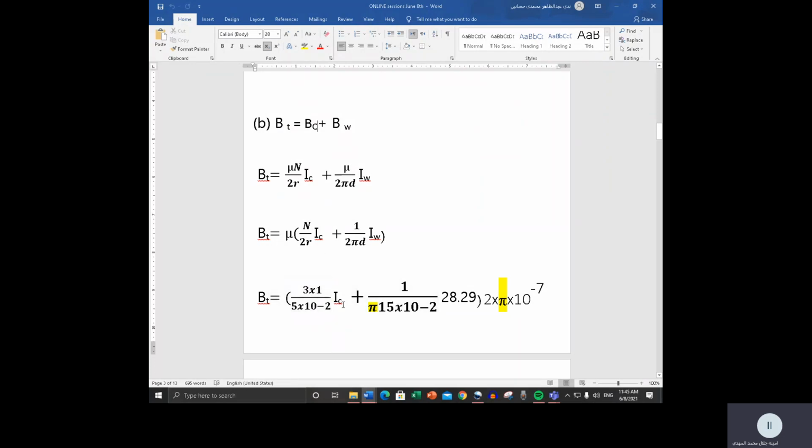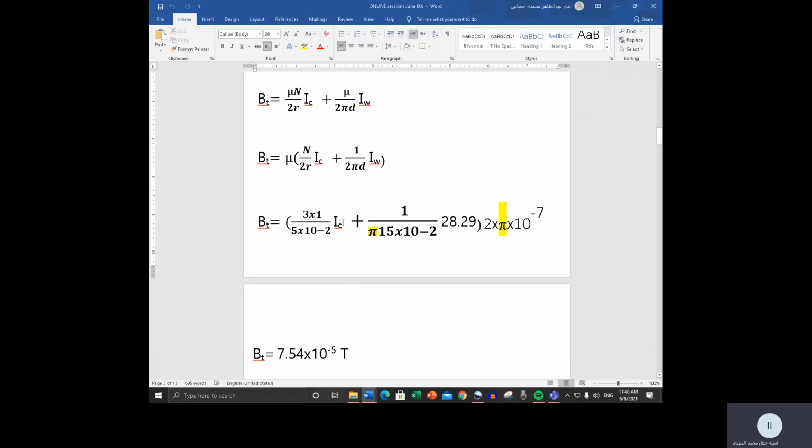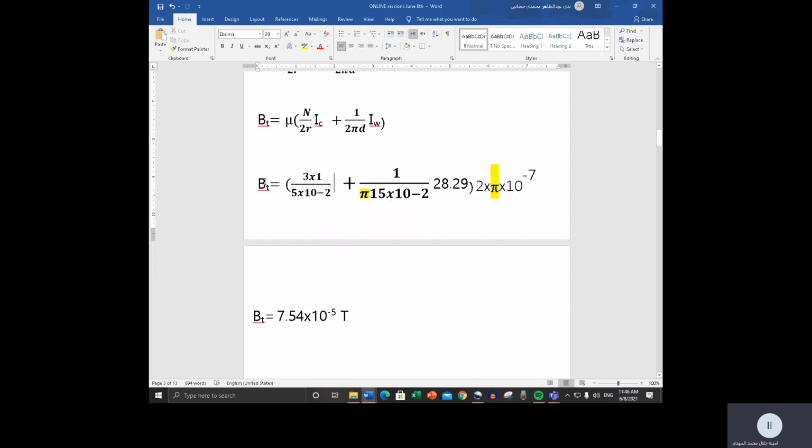So here you go, I put all the numbers, and as you see, I have everything included here, except the BT, and I can get BT. So this is one that I put as it is. It should not be here because I put the value of IC as 1 ampere. So when I make all the algebra in that part, I have the total magnetic flux density equal 7.54 10 to the power of -5 Tesla. Tesla is the unit of magnetic flux density.